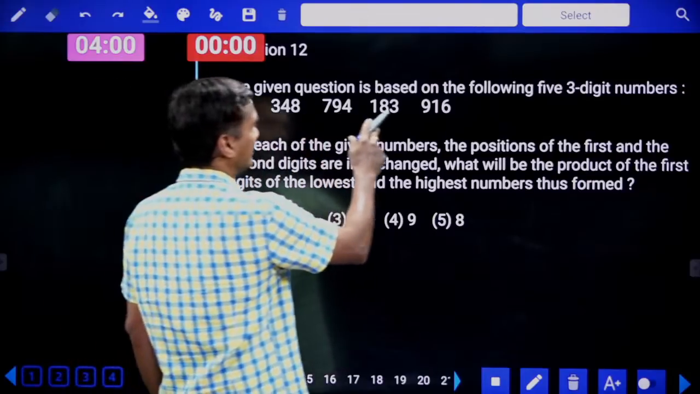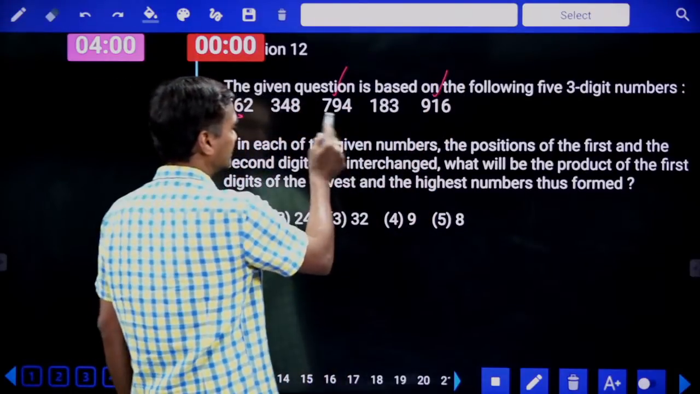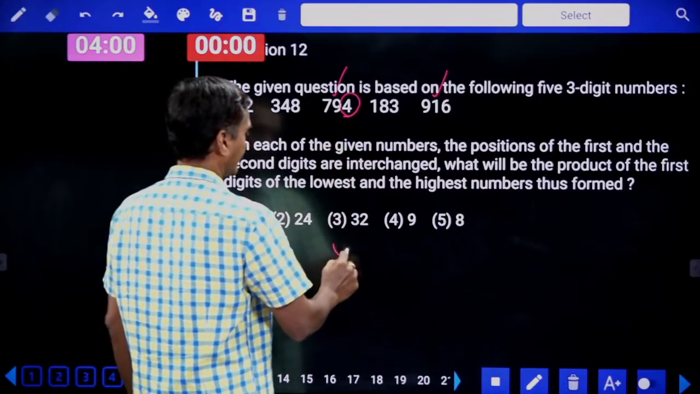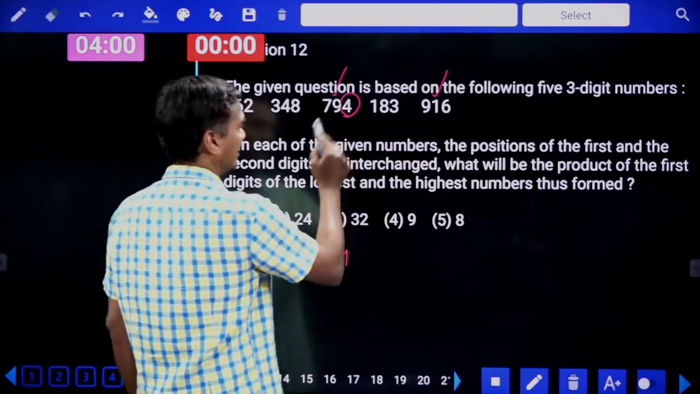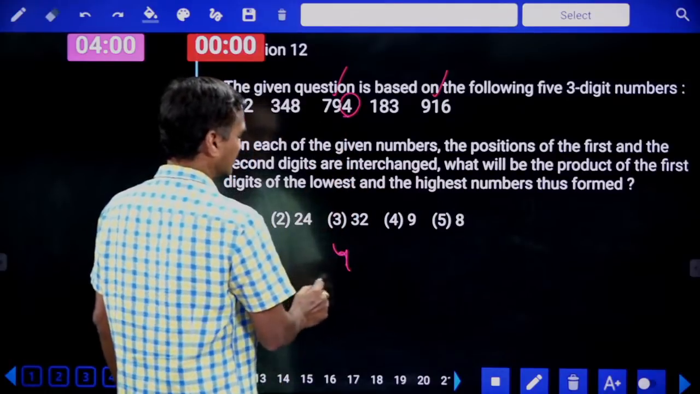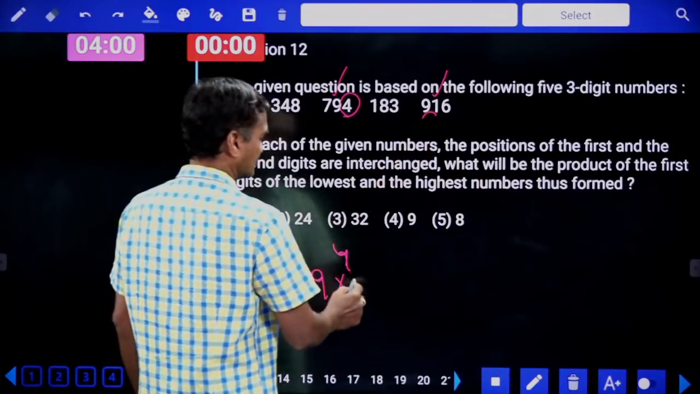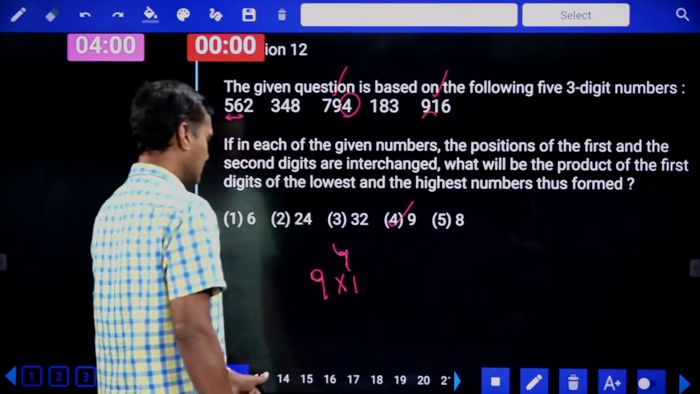6 4 9 8 1. 9 is the highest, 1 is the lowest. Since 9 is the highest, what is the third digit? 4, isn't it? Then 9 highest, then the product of the first digit of the lowest. 9 comes to the first place. And at the same time, since this is the lowest, 1 came to the first place. 9 into 1, 9. Question number 12.